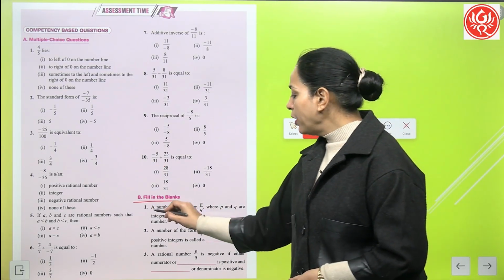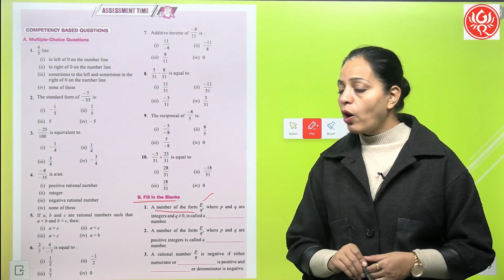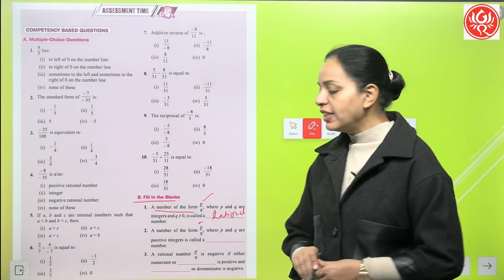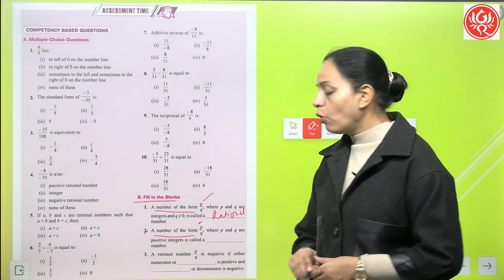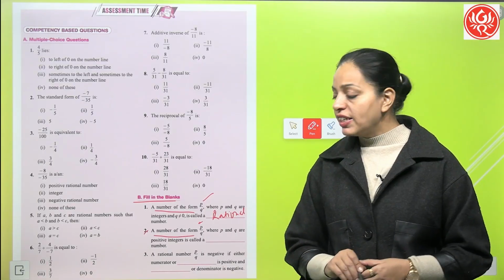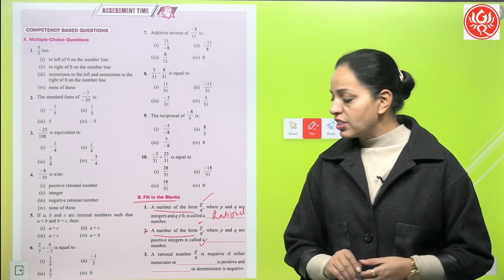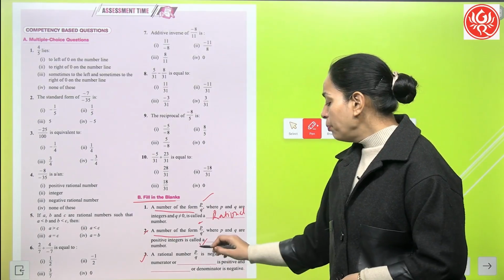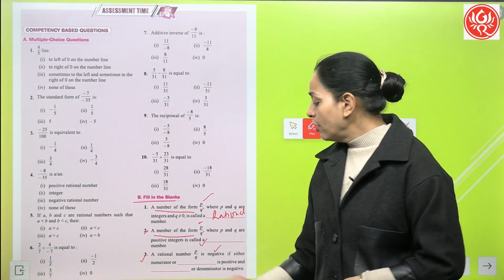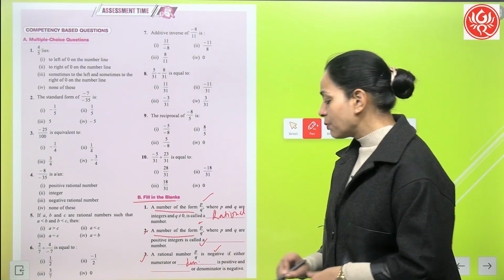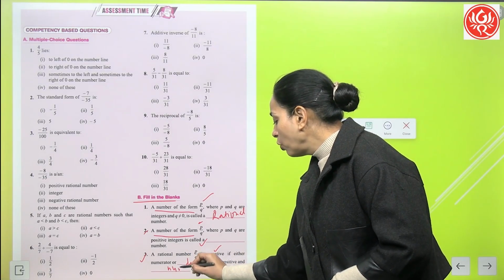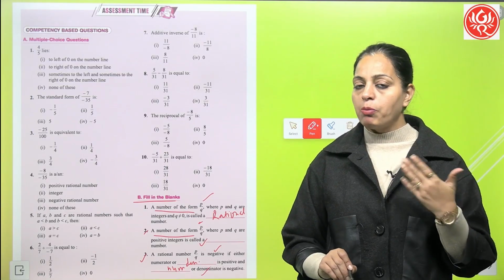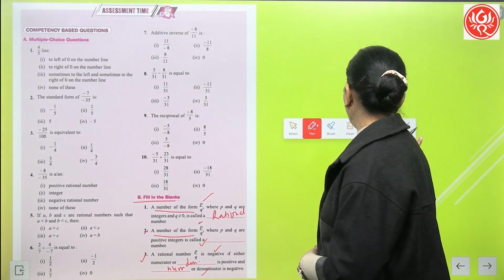The first one, a number of the form P by Q where P and Q are integers is called a rational number, right? The second one, a number of the form P upon Q where P and Q are positive integers is called a positive rational number. Fine. The third one, a rational number P upon Q is negative if either numerator or denominator is positive and numerator or denominator is negative. जब दोनों में से न्यूमरेटर एंड डिनोमिनेटर में से एक पॉजिटिव होगा और एक नेगेटिव होगा, राइट.